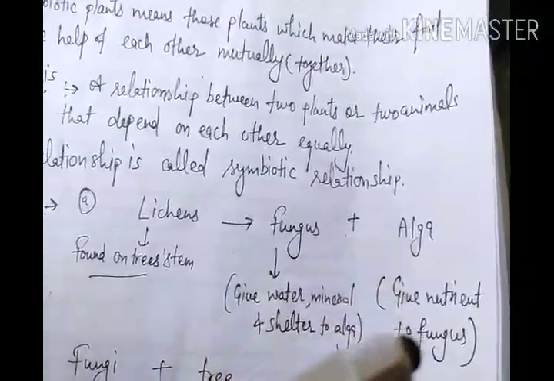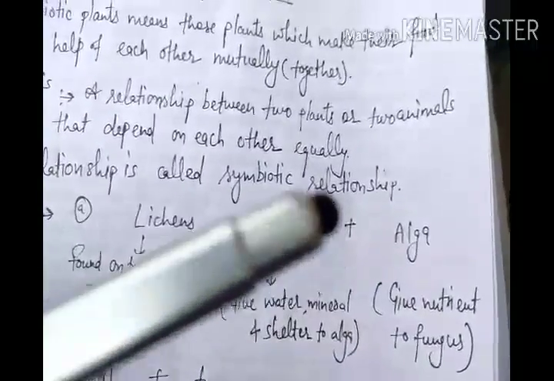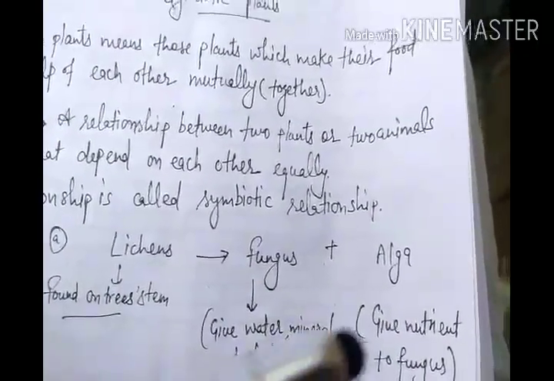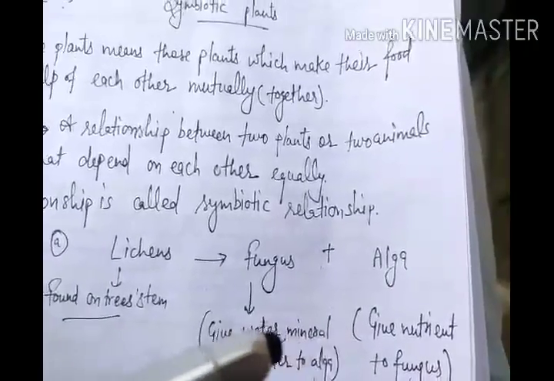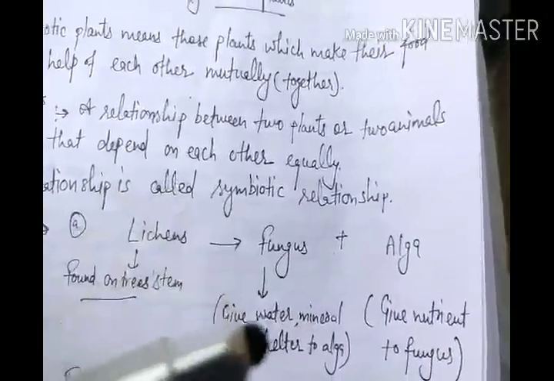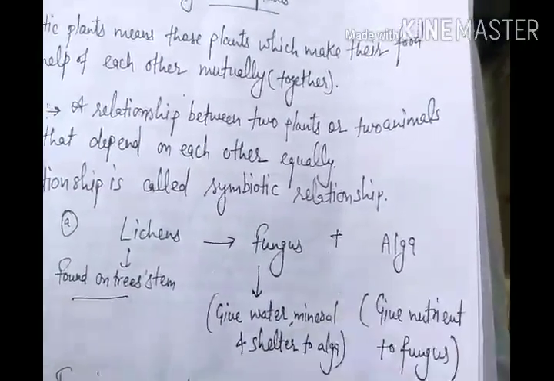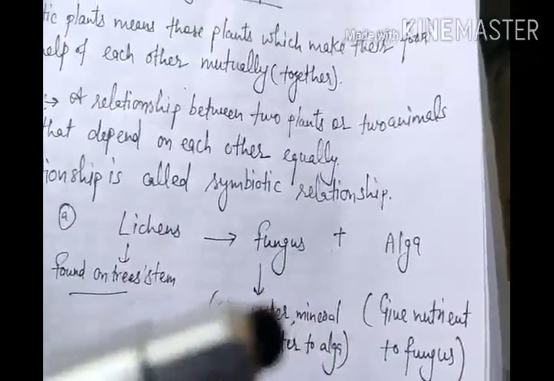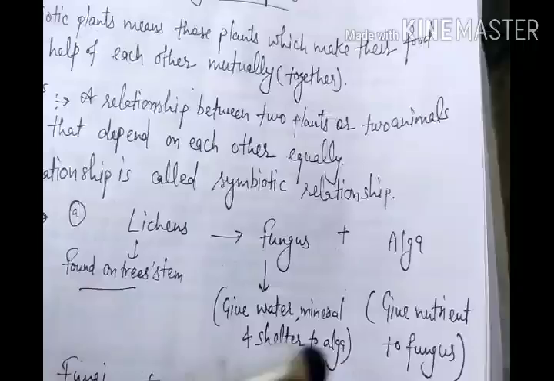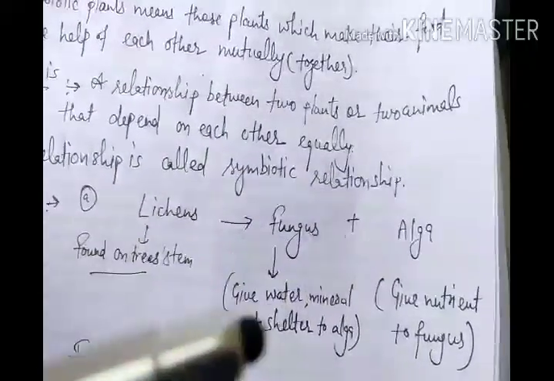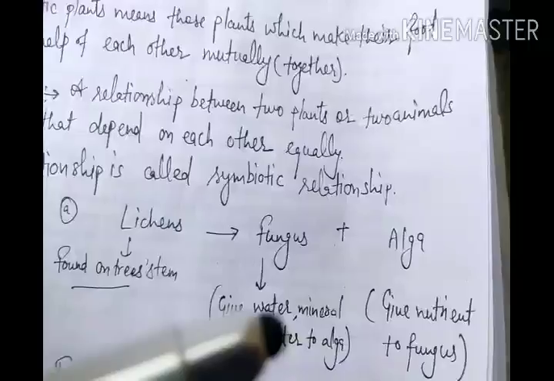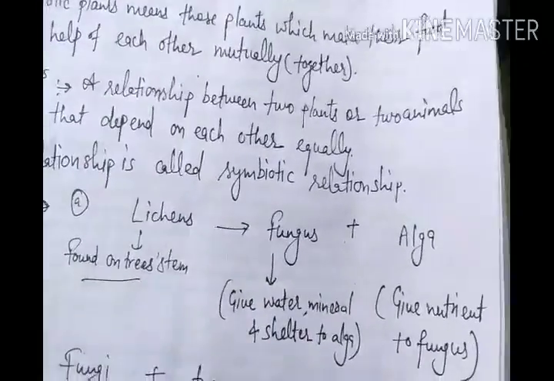Obviously the alga will pay something in return, and that payment by the alga is nutrient. So the alga is paying nutrients to the fungus in return, and the fungus is giving water, minerals, and shelter to the alga. In this way they both prepare food for each other, and they are also living together. So this relation is called a symbiotic relationship, as I told you earlier. I hope it is clear.